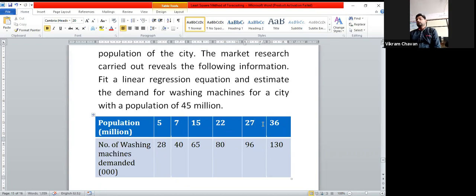When the population is 27 million, the demand of washing machines is 96,000. When the population is 36 million, the demand is 130,000 washing machines. So that data is provided.